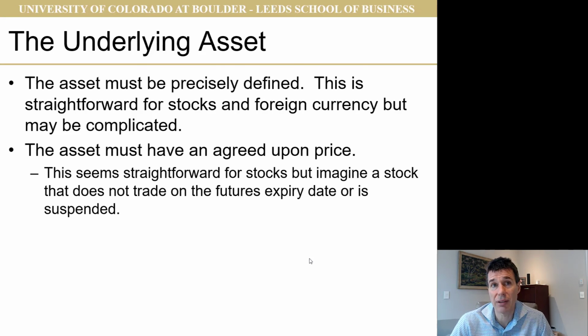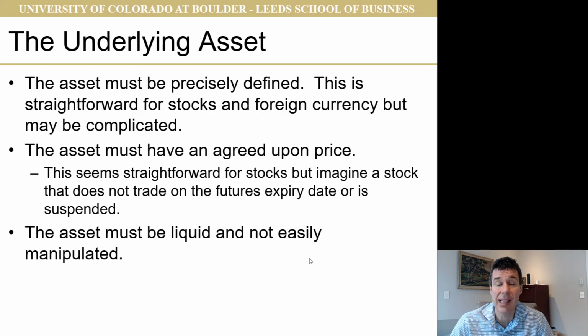But if you've got thousands of stocks, some of them end up being suspended at particular points in time. And we don't know what the price is. And so now we've got a problem. And we've got to have some route or some mechanism for determining a fair price. The asset needs to be liquid and not easily manipulated. And again, we don't think a lot about this, but if we have a large cap stock, it's probably not manipulated very much. But a penny stock's a problem.